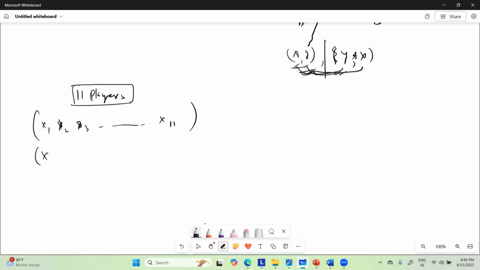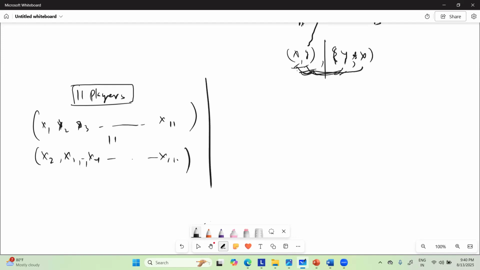Let's take there are 11 players in a team, and I'm writing the names like X1, X2, X3, and so on, up to X11. If I just want to represent or tell you about these 11 players, and I take the name of X2 first and X1 second, it won't matter a lot. X4 third, these two are the same.